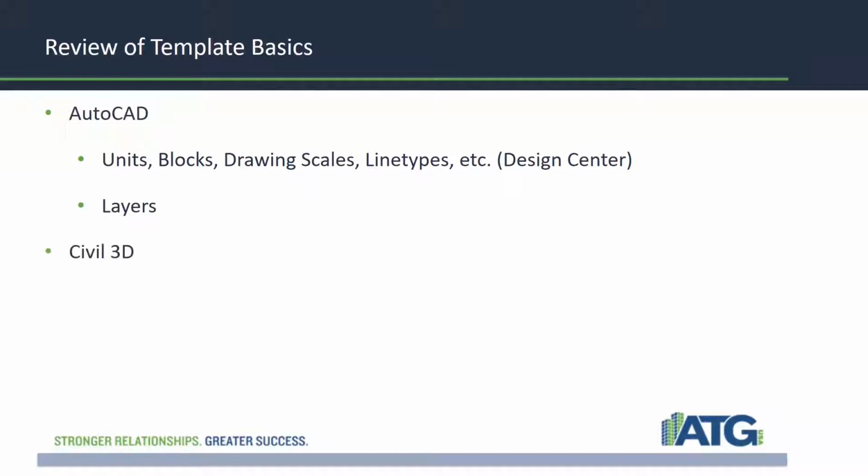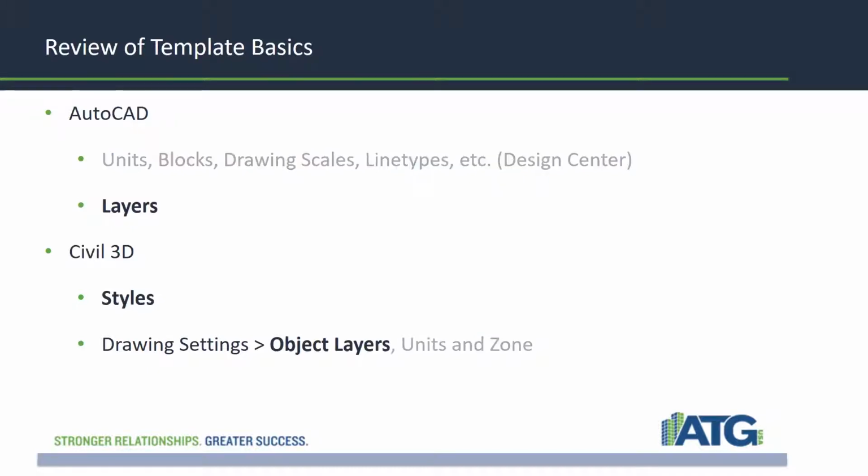As far as Civil 3D is concerned, though, since this is built on top of that, new functionality was added. The style is the ultimate control of how things look inside Civil 3D. And then we've also got a new area so that we can specify drawing settings. Most relevant to a Civil 3D template are the object layers, as well as the units and zone. That's where we can predefine our coordinate system. But today, we're only going to be focusing on how layers and styles interact with each other. And again, that Civil 3D opportunity to define that as our object layers.